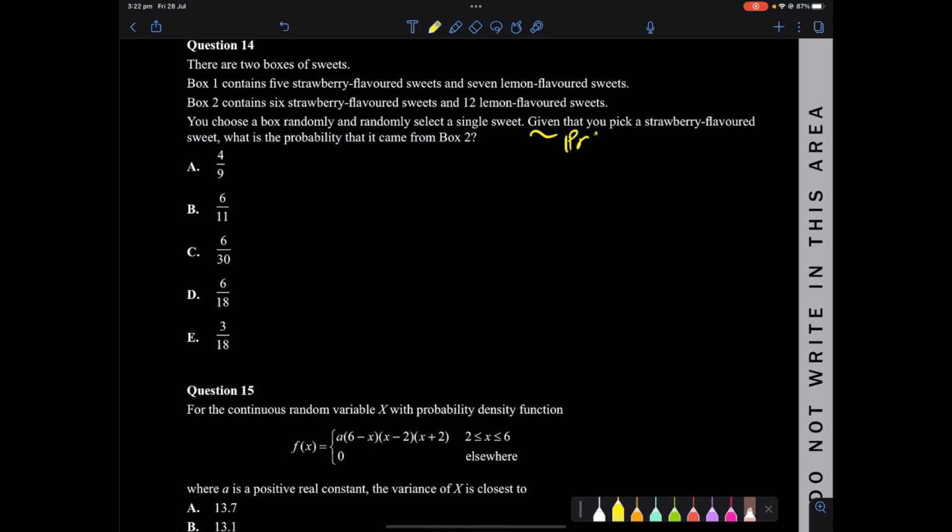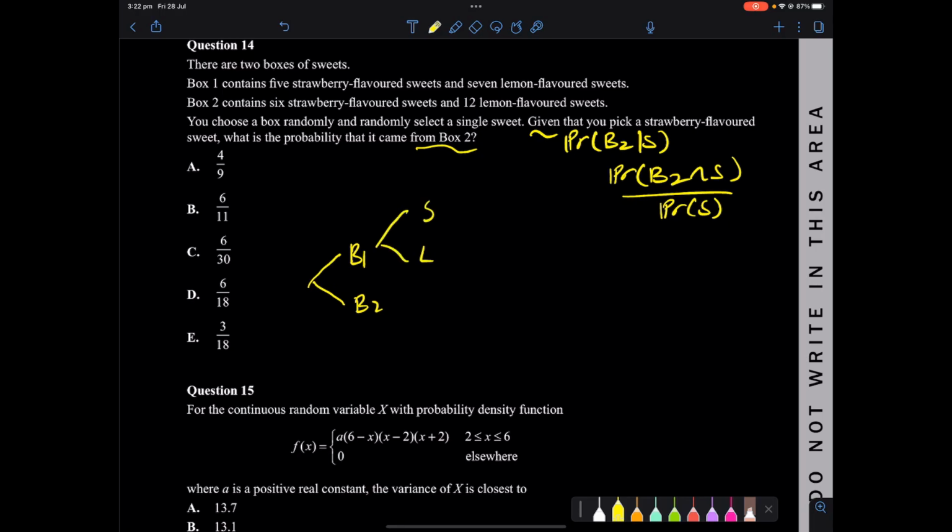So we want to find the probability that it came from box 2, so B2, given that you pick a strawberry flavor. Let's say strawberry is S. This is just the probability of B2 intersection S over the probability of just S. So if I draw a tree diagram, this is box B1, this is B2, with strawberry and lemon, and we know that these are both half.